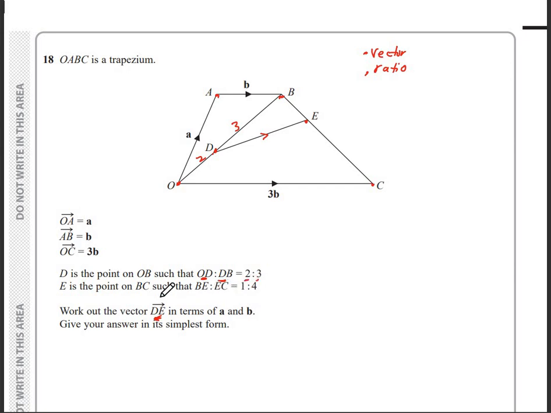So let's see. Also for E, a point on BC. Here we have BC and we have a point E here on BC, such that BE to EC equals 1 to 4. So this BE here is one part of the line, and this EC is 4 parts. So in total, again, we actually have 5 parts here. So BC has a total of 5 parts to it, okay?